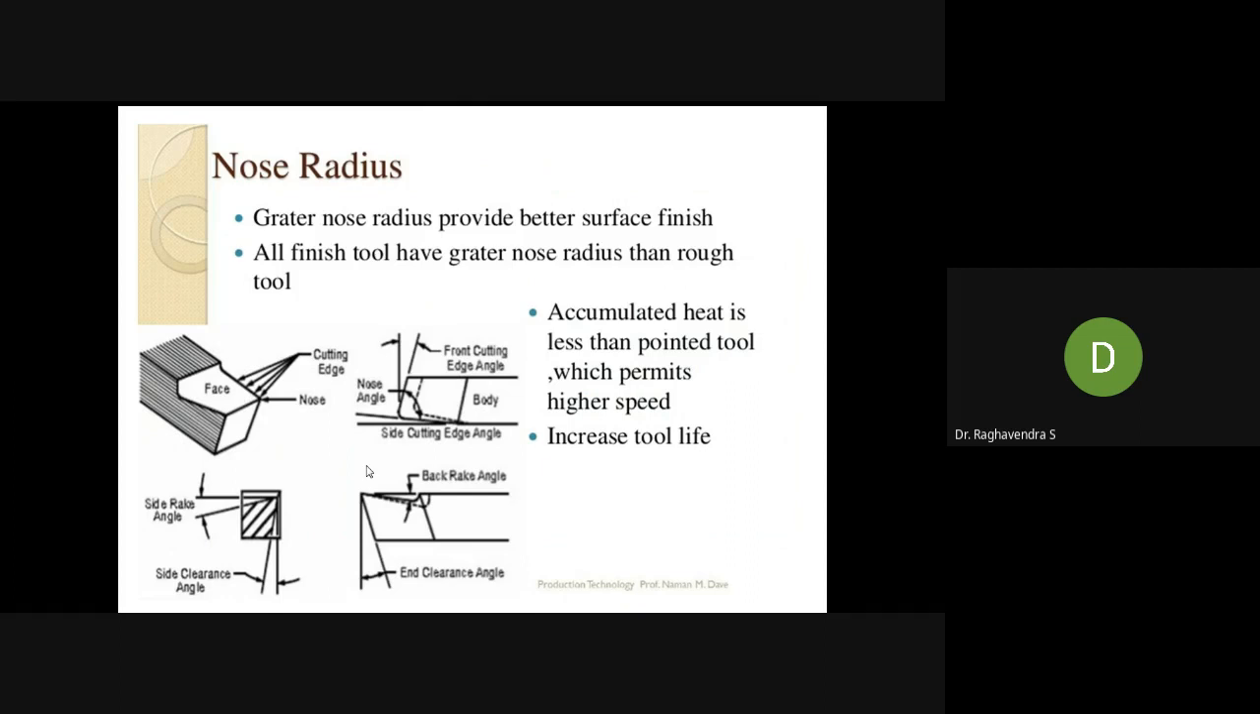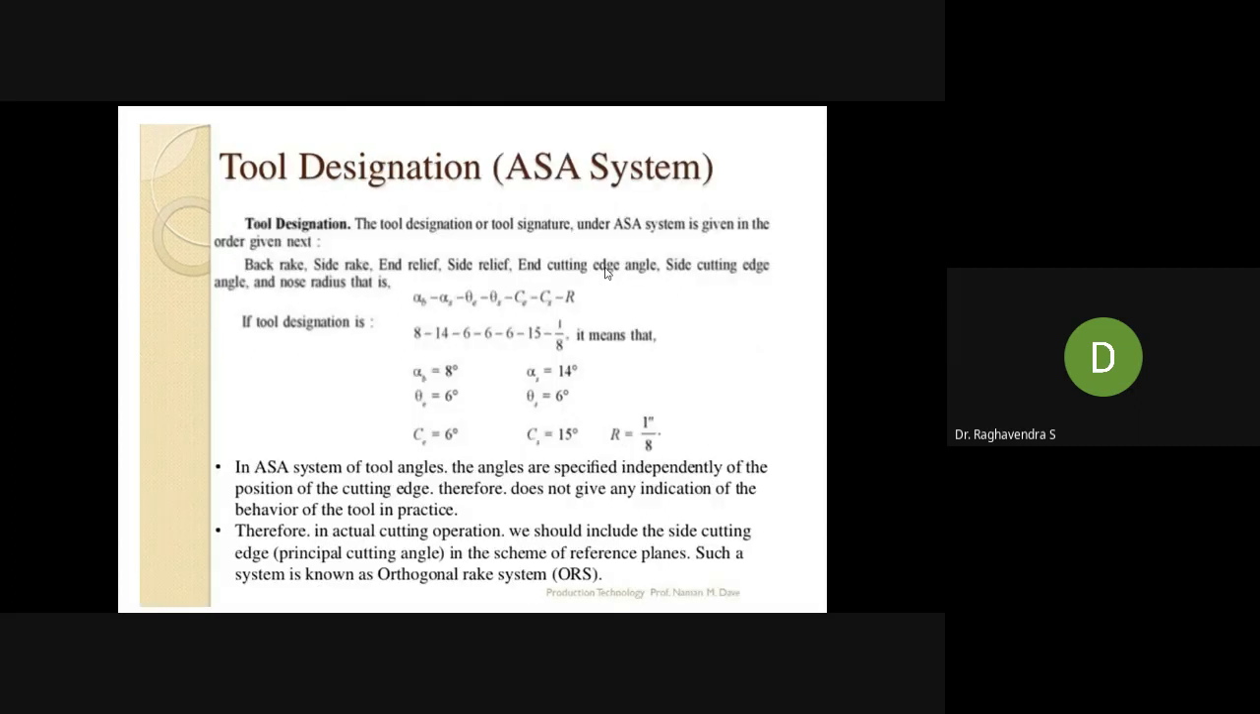This radius part is called the nose radius. It plays a very important role. A greater nose radius provides a better surface finish. If you have a larger nose radius, it may cost a little bit more, but it will give a better surface finish on the workpiece. If the nose radius is very sharp, meaning very small, then you will get a rough surface on the workpiece.